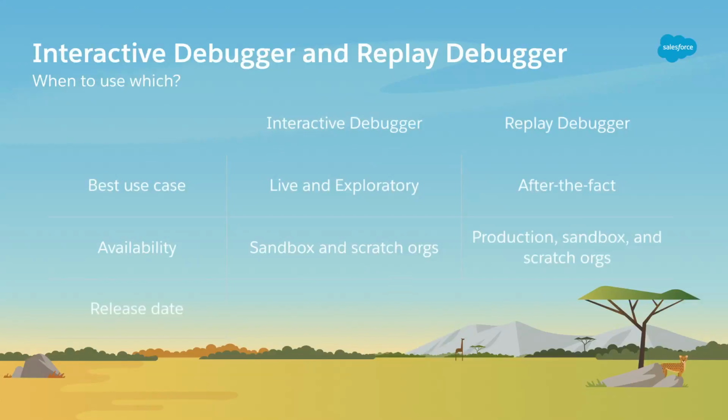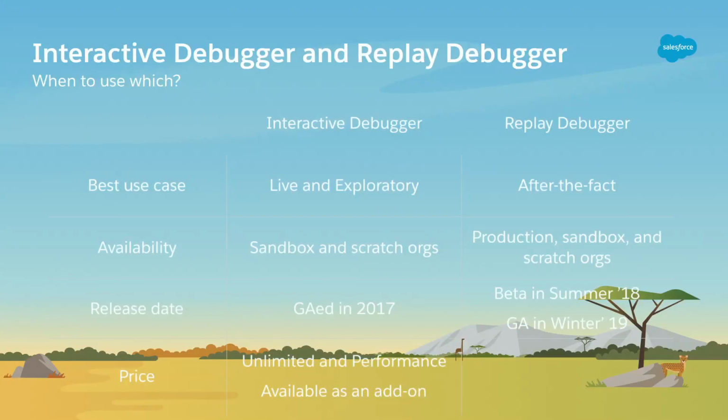Of course, the release date matters as well. The interactive debugger was already GA in 2017, and the replay debugger will be beta in summer '18 and GA in winter '19. Of course, this comes to the most important point for many of you. What's the pricing for this?